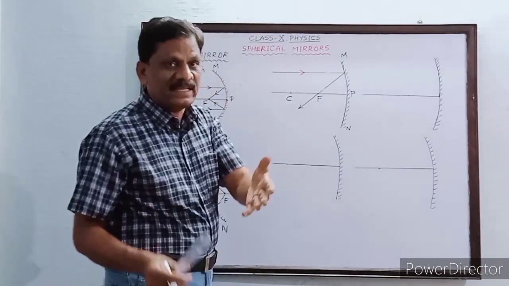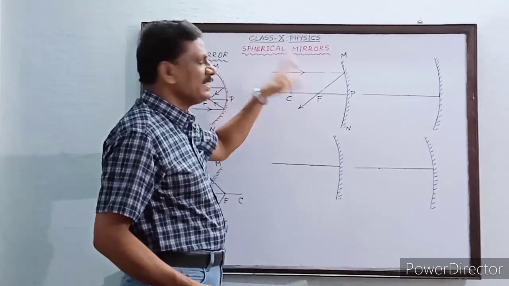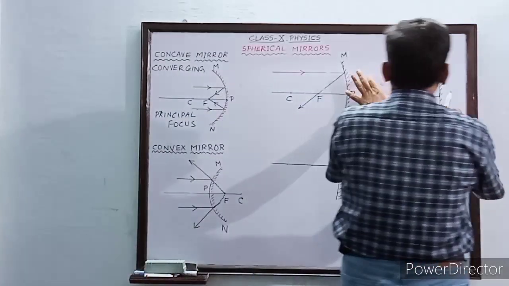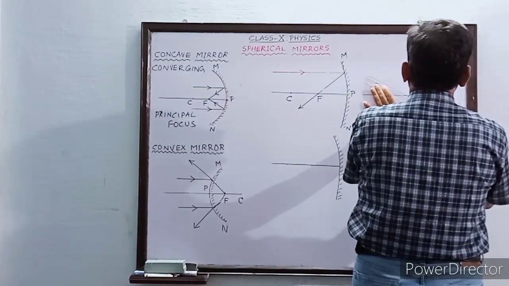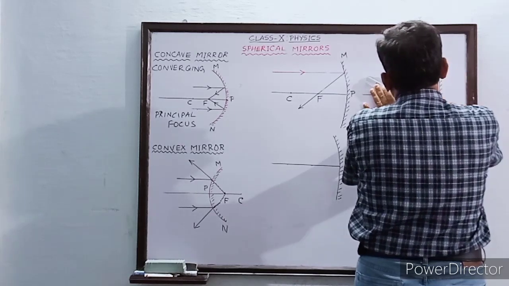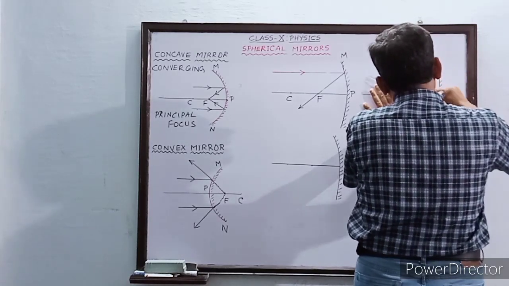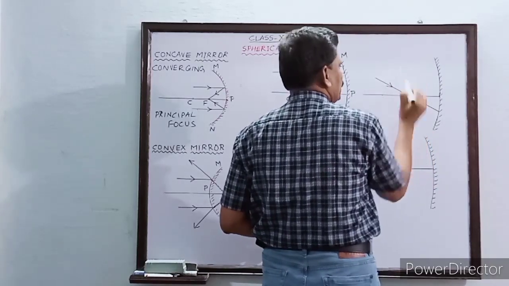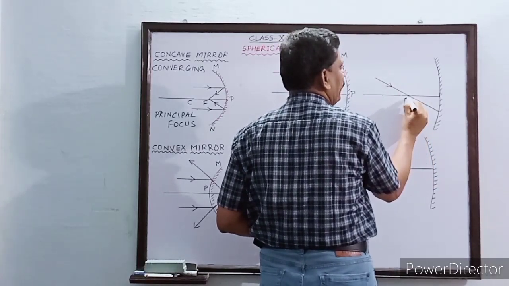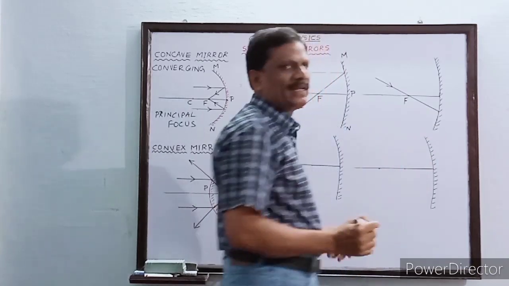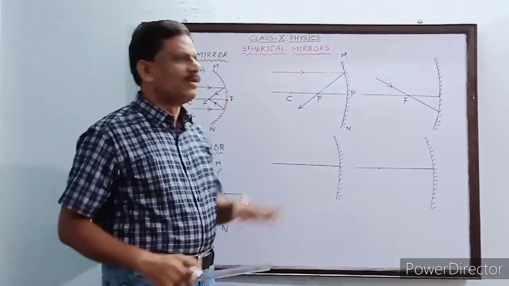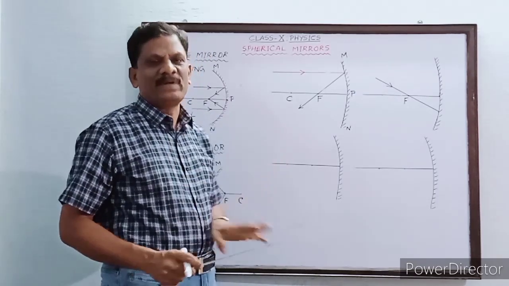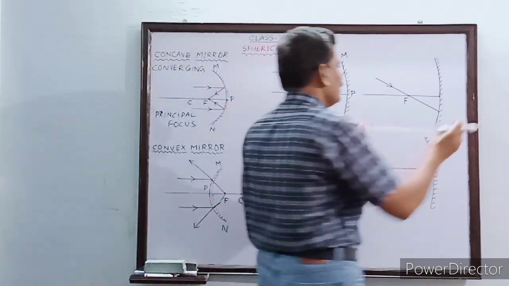Now what will happen in the reverse case? If the incident ray is passing through the principal focus, what will happen? Let us see. This is the diagram relevant to this. The incident ray is now passing through the principal focus like this. This point is F. When it falls on the mirror it gets reflected. Now the reverse is going to happen.